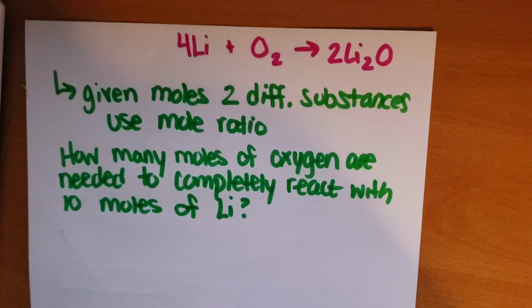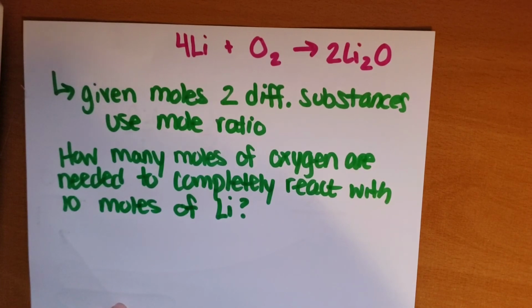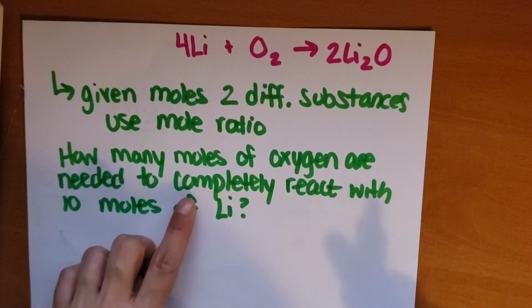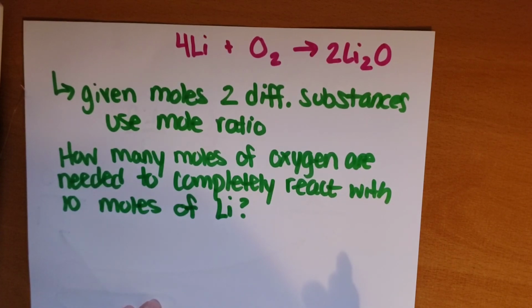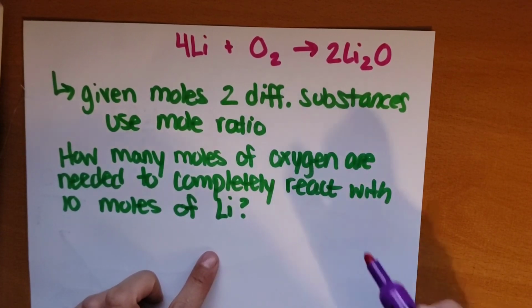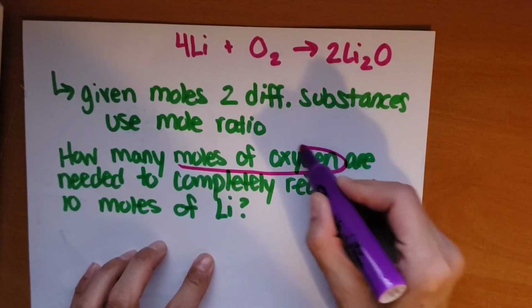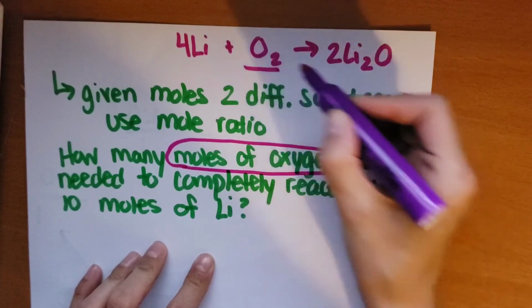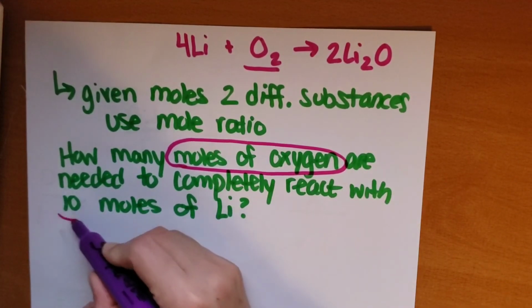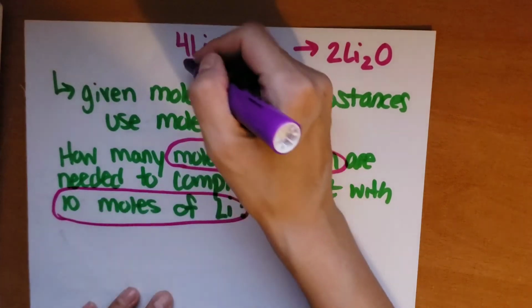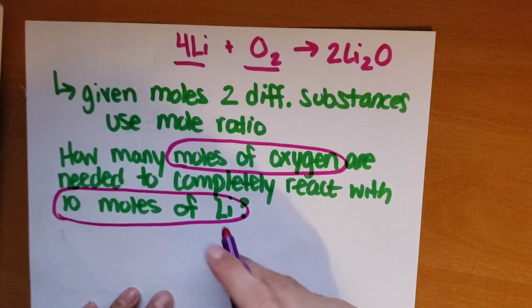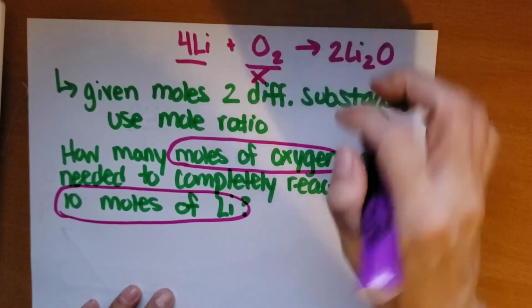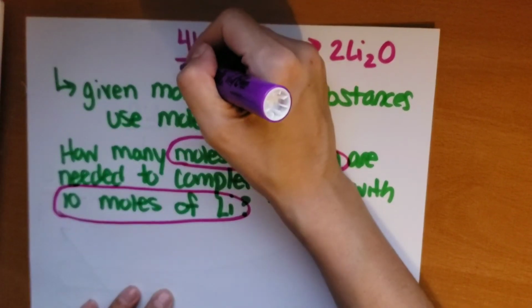The last kind of problem you may have to solve occurs when you're given the moles of 2 different substances. Then you're going to have to apply the mole ratios. When we look at this sample question, it asks how many moles of oxygen are needed to completely react with 10 moles of lithium. Here we're looking for moles of oxygen, so I'm going to underline oxygen. And I'm given that they're going to react with 10 moles of lithium, so I'm going to underline lithium. Now, I'm looking for oxygen, so I'll call it X. And I'm given that there are 10 moles of lithium.